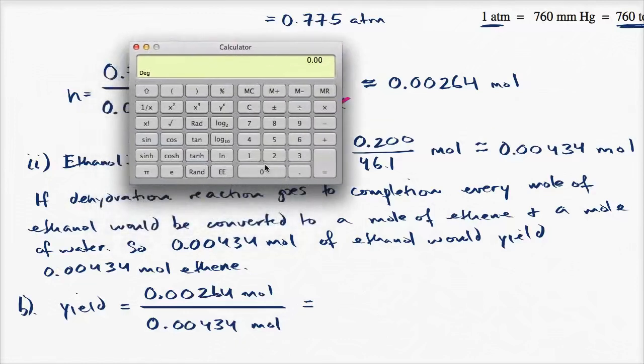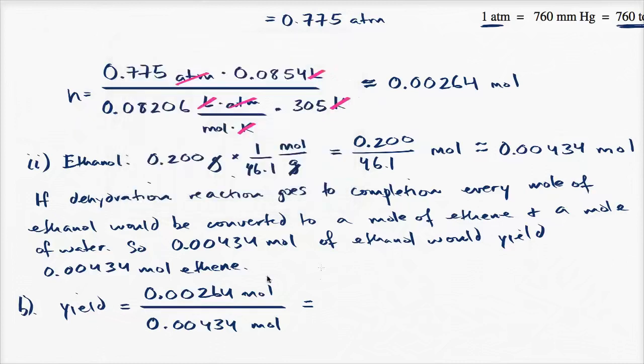And this is going to be equal to 0.00264 divided by 0.00434 is equal to, and let's see, I have 3 significant digits here. So I could say 0.608, or I could say 60.8% yield. Actually, I'm rounding, so I could say a 60.8% yield. And there you go.